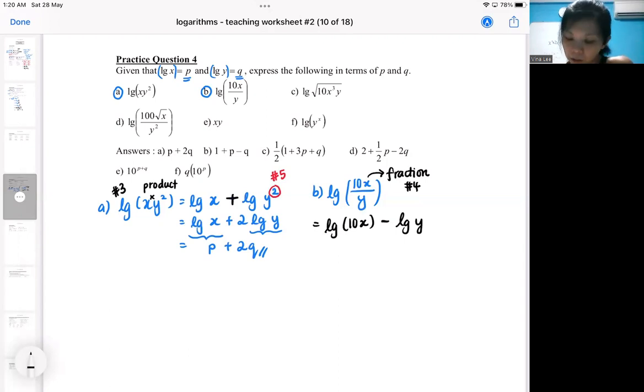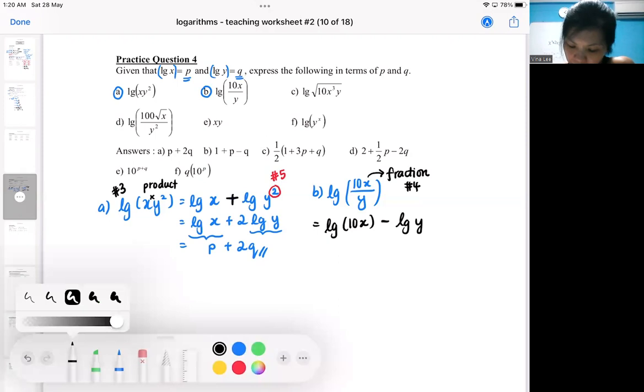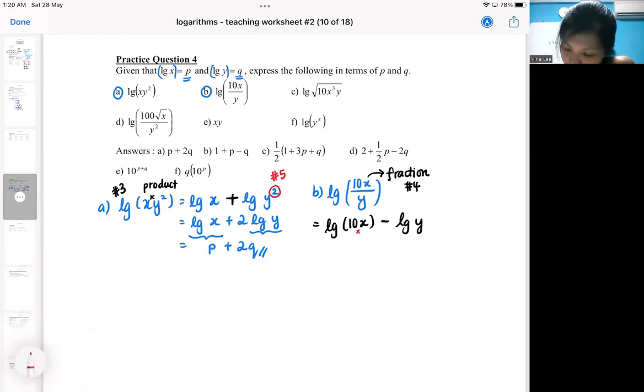And after that, again, you must recognize that this is a product. 10 times x is a product. So you apply rule number 3 one more time. It became a log 10 plus log x because it's rule number 3.